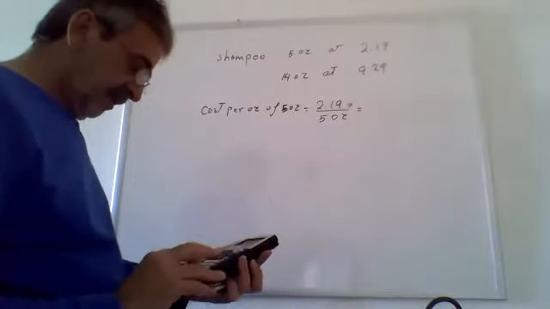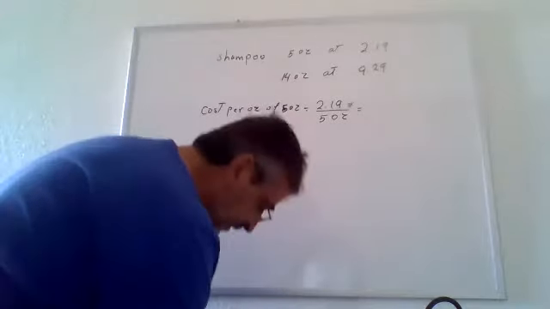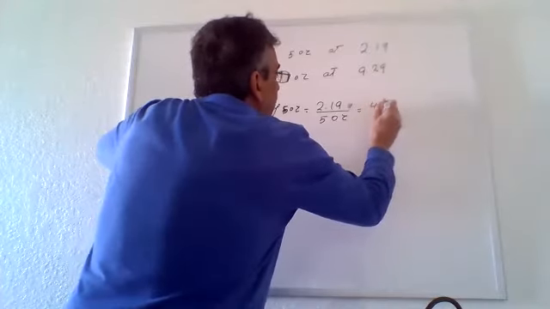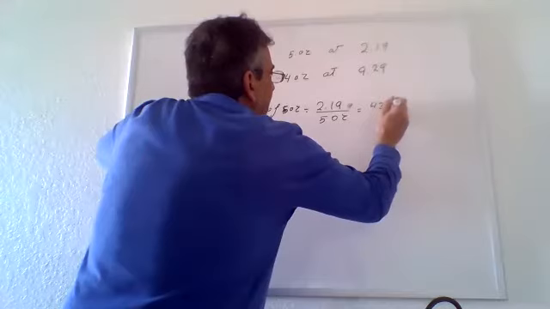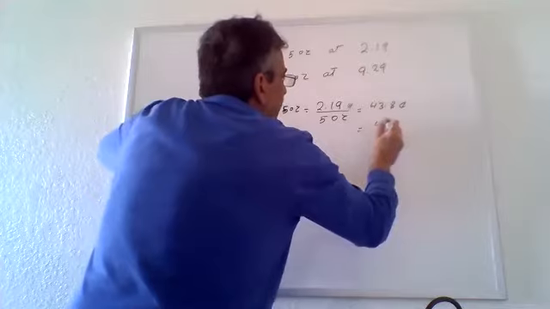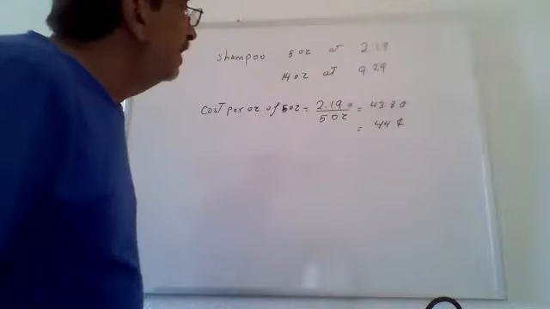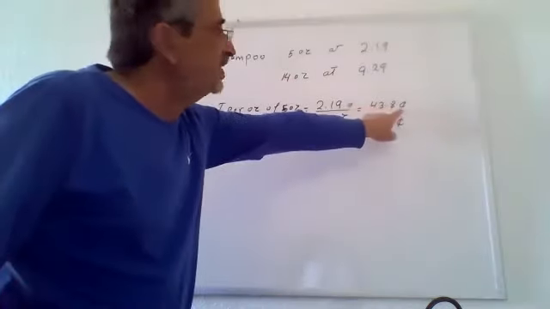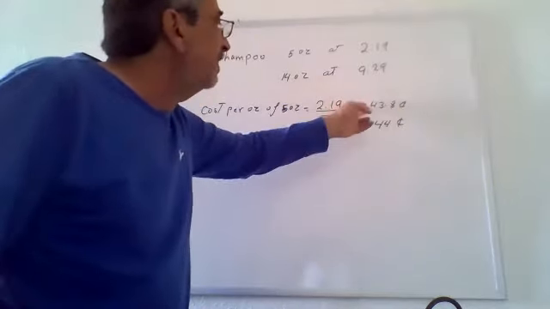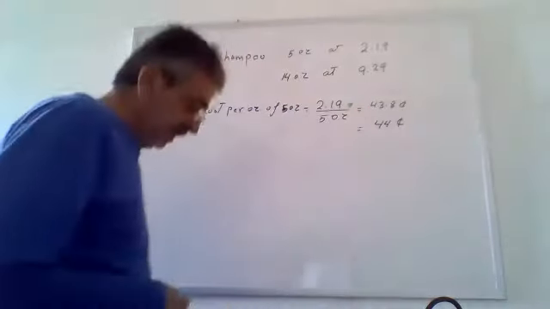That's 219 divided by 5, which is about 43.8 cents, which is about 44 cents. Notice I changed the sign to cents instead of dollars. It's not a dollar here, it is cents. Otherwise, it would be 0.44 dollars.